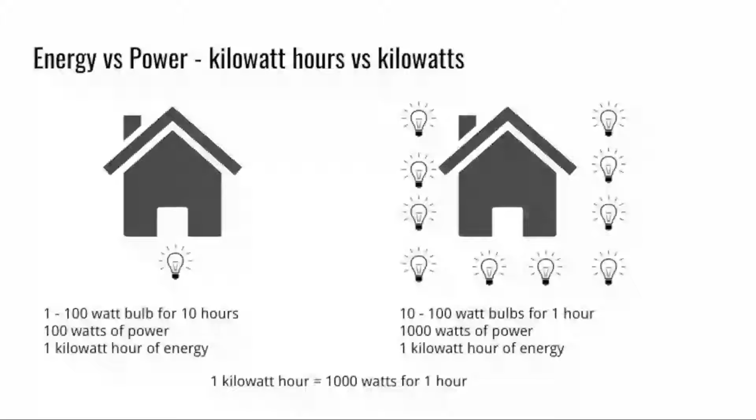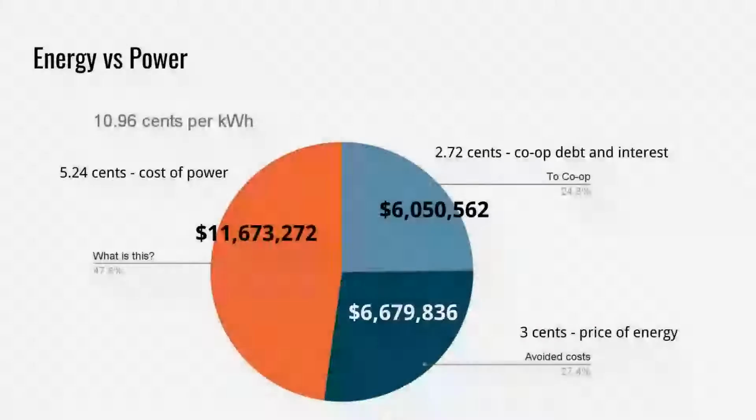The house on the left, they burn one light bulb for 10 hours. It's a 100-watt bulb. So they're using 1 kilowatt hour of energy. 100 watts times 10 hours equals 1 kilowatt hour. The house on the right uses 10 light bulbs. They have them all on at the same time, but they only have them on for 1 hour. So while their lights are on, they are using 1,000 watts of power. 10 light bulbs times 100 watts equals 1,000 watts. And they also consume 1 kilowatt hour of energy.